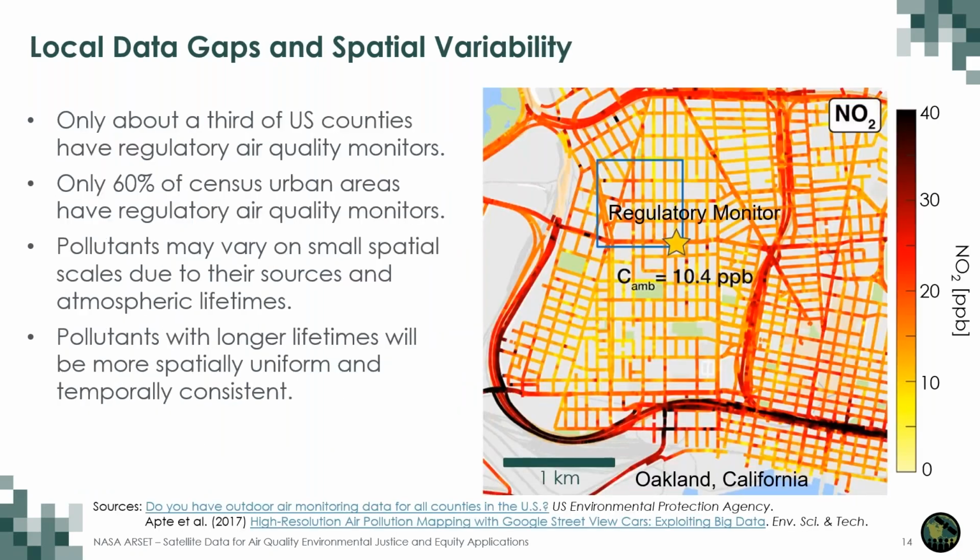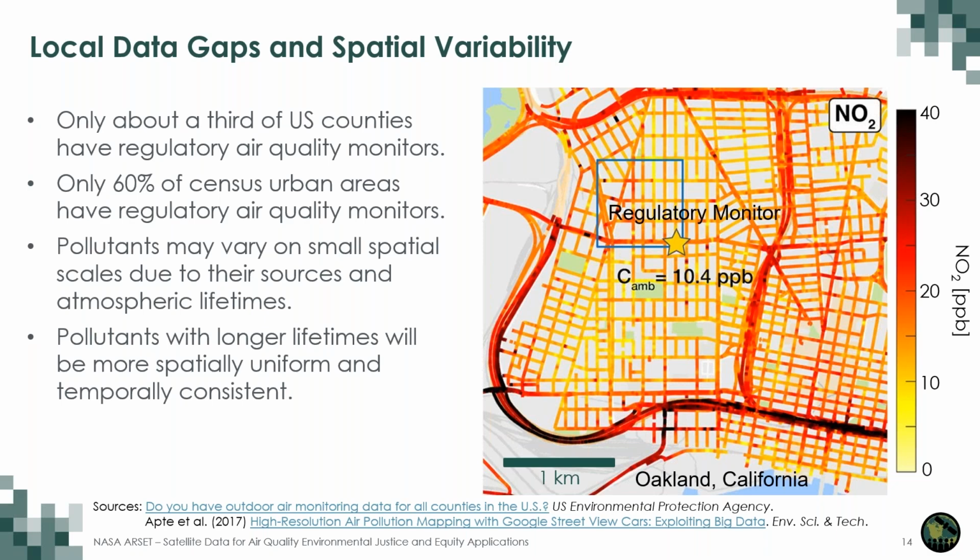Zooming into the local scale, we also see a similar picture. Different types of pollution will have more or less variability locally and over short time periods, depending on what their atmospheric lifetimes are and the presence of other chemicals and meteorological factors which affect their dynamics. The plot here shows NO2, one of the more spatially variable pollutants, as measured by a mobile monitoring campaign across the streets in Oakland, California. The star in the center shows the location of the regulatory NO2 monitor for that area.